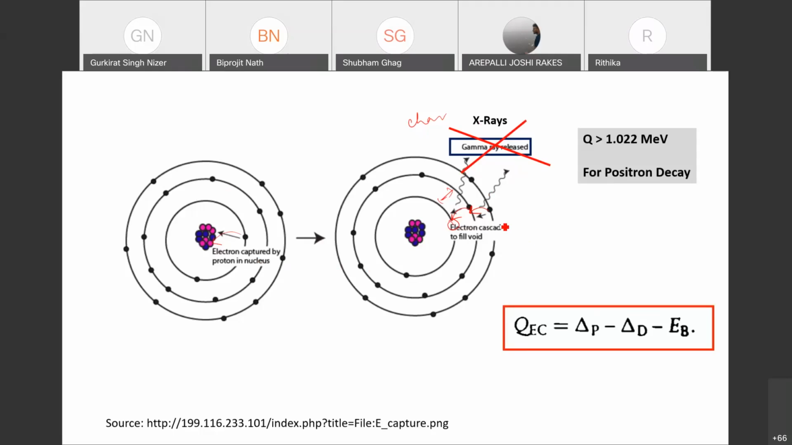And as we have learned previously, for positron decay we need a minimum of 1.02 MeV, but for electron capture we don't need such high energy. We need to overcome the electron binding energy. For example, if we can knock out this electron, then only these things can happen. So electron capture does not require higher energy like positron decay, but if we can overcome the electron binding energy, then only this might happen.